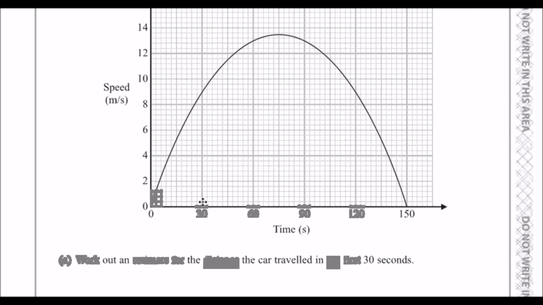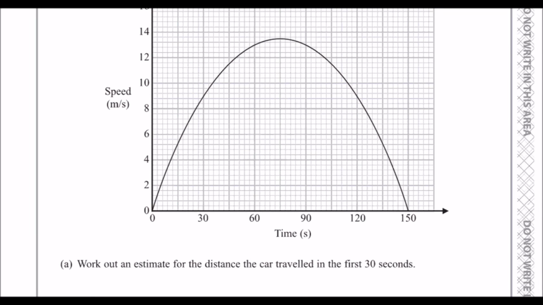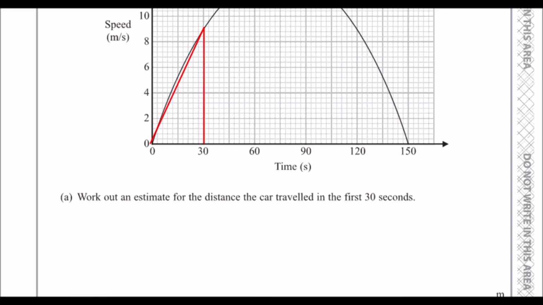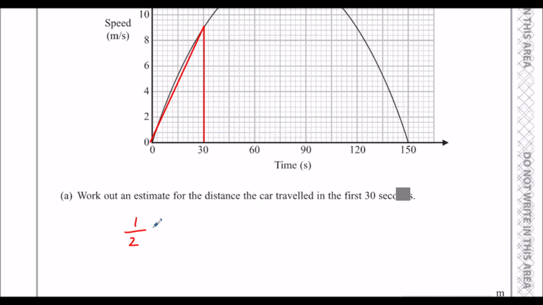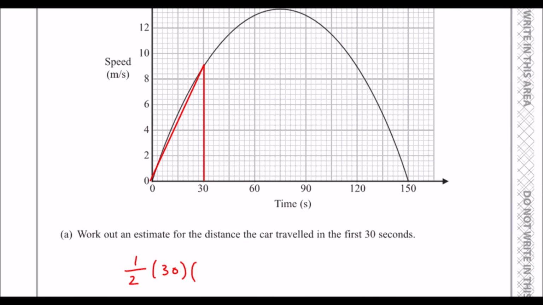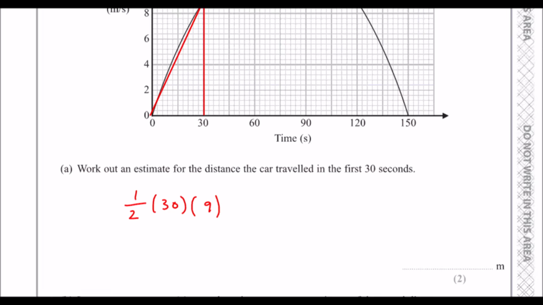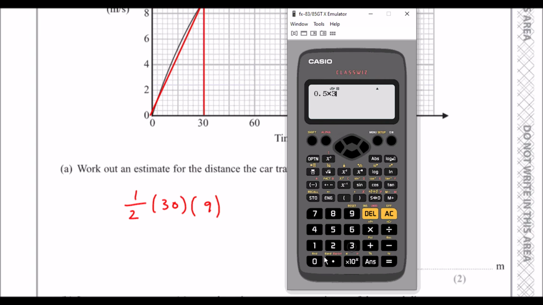And what we can do is we can draw a triangle. So we can draw a triangle up to here, and then down to 0. And we can work out the area of this triangle, and that will be an estimate for the area under the graph. So the area of a triangle is half times the base times the height, and the height is 9. So half times 30 times 9 is 135.